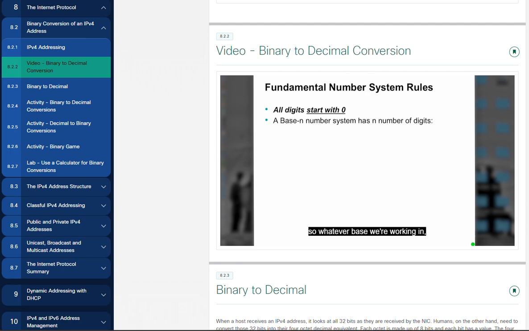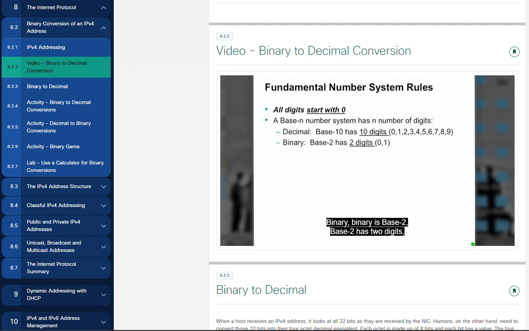So whatever base we're working in, that tells us how many digits or how many numbers are in that number system. For example, decimal, base 10 number system has 10 digits, starting at 0 through 9. That's our 10 digits. Binary is base 2. Base 2 has 2 digits, starting at 0. 0 and 1 are our 2 digits.